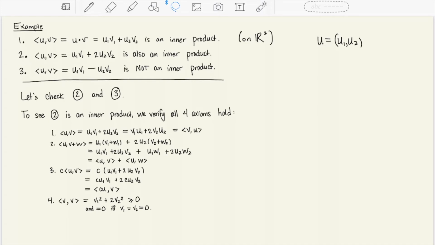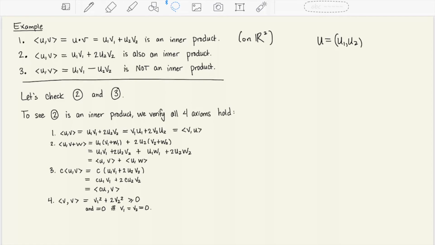We're going to take the scalar multiple times the pairing of u and v. So c is on the outside of a big set of parentheses, and then simplify the expression and recombine terms to see that it's c u and v. Finally, what does it look like when you have this new inner product of v with itself? Just following the rule shows you that you get v1 squared plus 2 v2 squared, which is certainly going to be greater than or equal to 0, and equal to 0 if and only if v1 is equal to v2 is equal to 0.